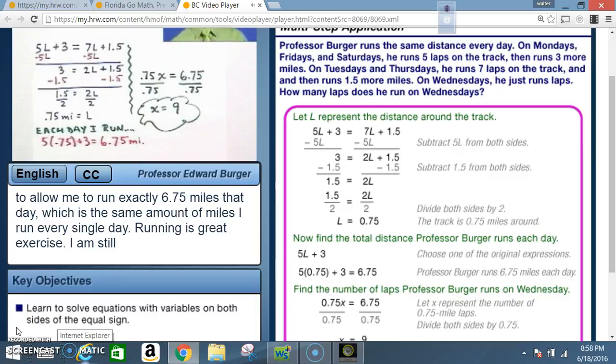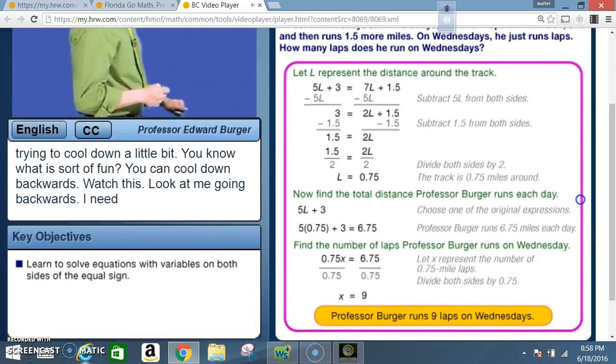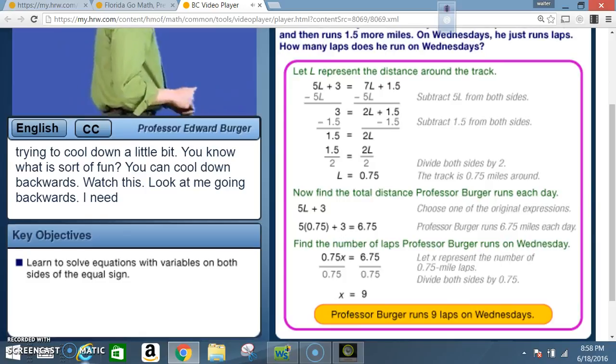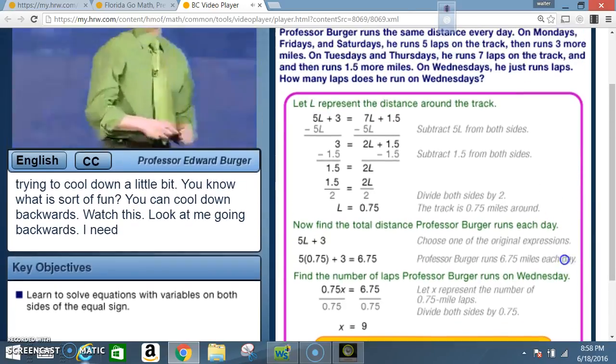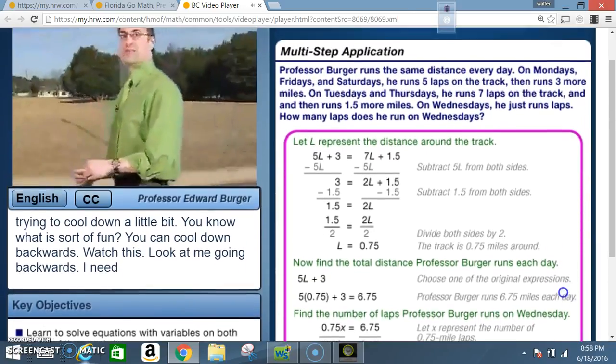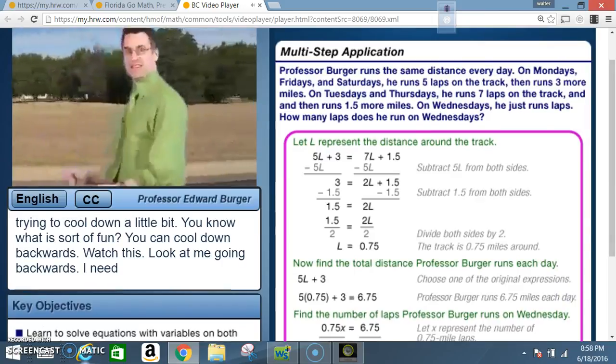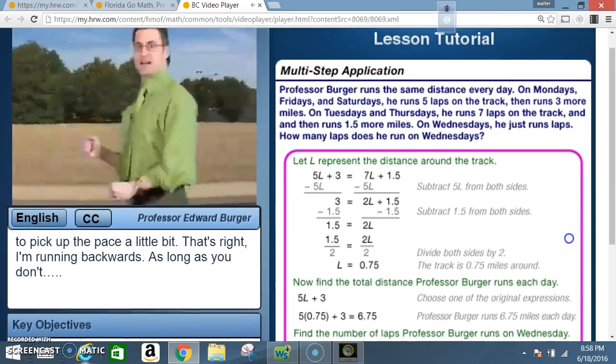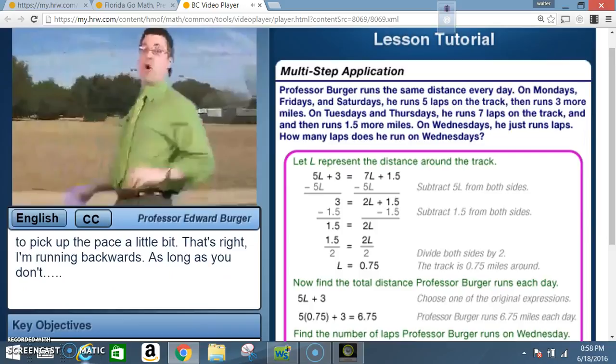You know, running is great exercise. I'm actually still trying to cool down a little bit. In fact, you know what's sort of fun? You can actually cool down backwards. Watch this. Look at me going backwards. I need to pick up the pace a little bit. That's right. I'm running backwards. As long as you don't... Whoa, whoa, whoa.